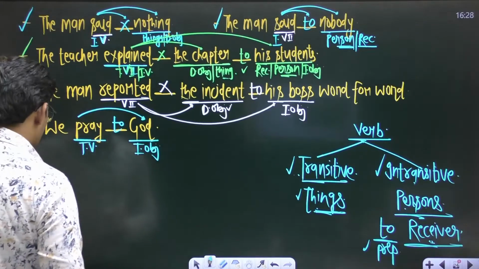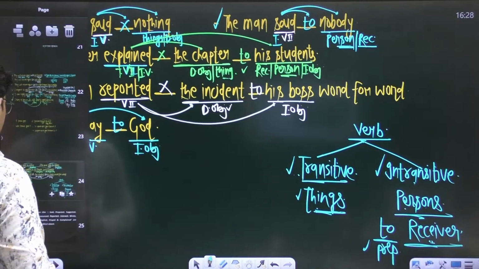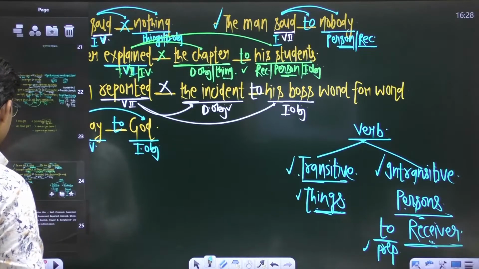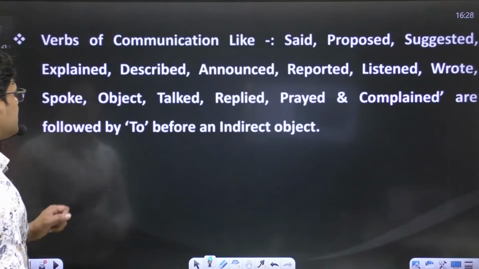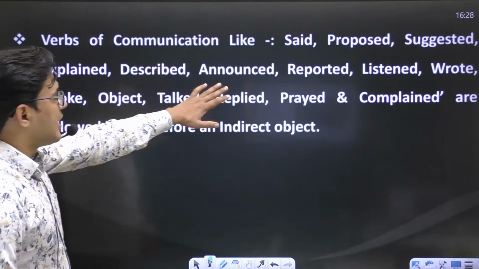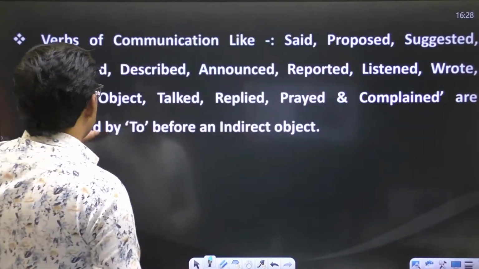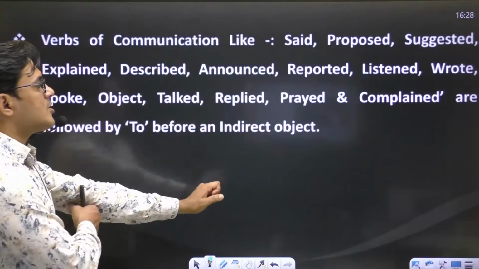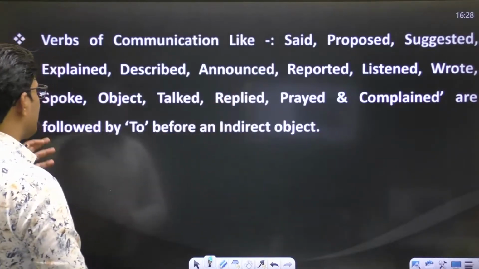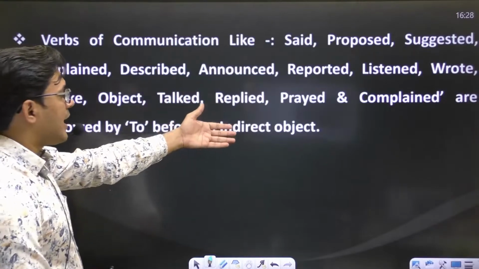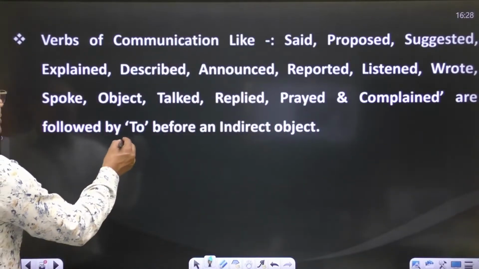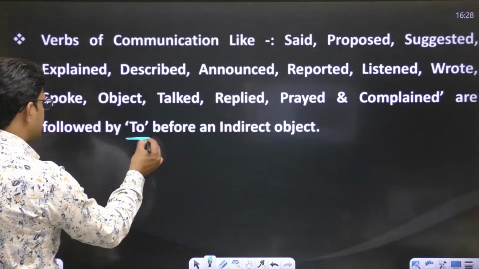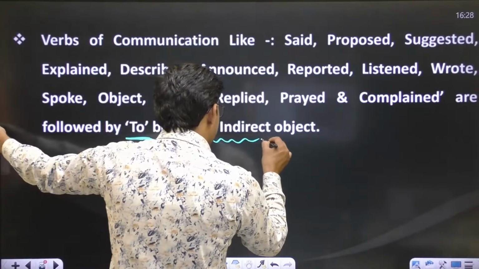So what are the verbs of communication? Our main concept is, what are the verbs of communication? These are the verbs like said, proposed, suggested, explained, described, announced, reported, listened, wrote, spoke, object, talk, reply, pray, and complained. These are the verbs which demand to. These verbs demand to before an indirect object.